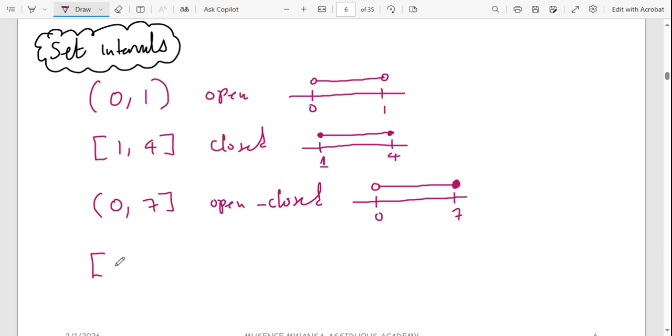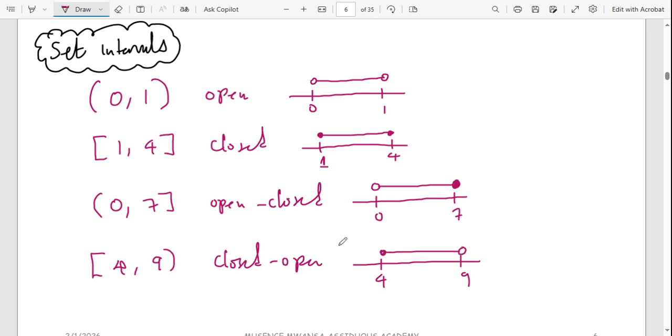Let's say 4, comma 9. This one is known as a closed open. So it means that in my set, we include 4, but we don't include 9. So please, as you write set intervals, you always start with a smaller number, then a bigger one. So I can't write 4, comma 1. This is wrong because I'm starting with a bigger number and then writing a smaller one.